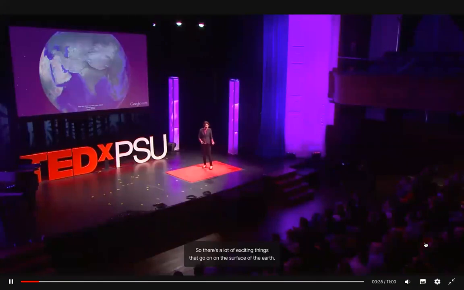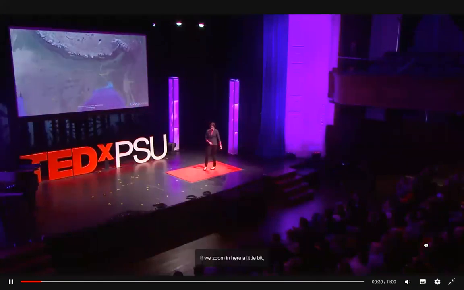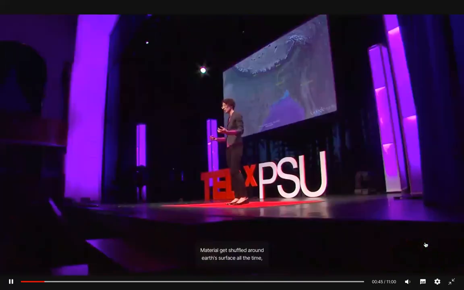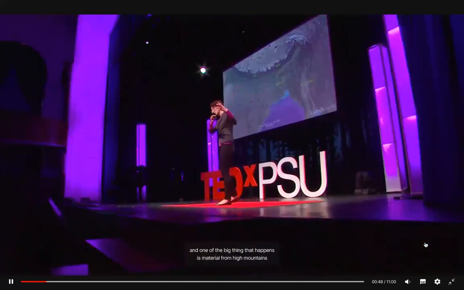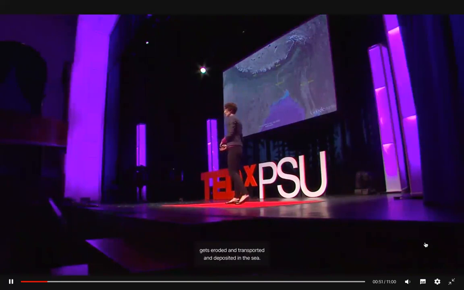So there's a lot of exciting things that go on the surface of the Earth. If we zoom in here a little bit, I want to talk to you guys a little bit about one of the things that happens is material gets shuffled around Earth's surface all the time. And one of the big things that happens is material from high mountains gets eroded and transported and deposited in the sea. And this process is ongoing all the time, and it has huge effects on how the landscape works.